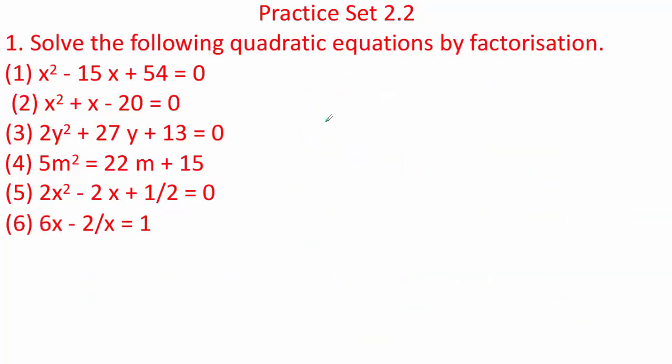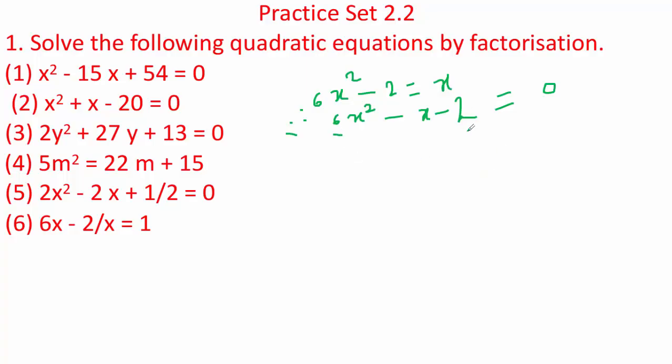Sixth problem is 6x minus 2 by x equal to 1. I shall multiply it throughout by x. 6x square minus 2 equal to x. Every term is multiplied by x. And this can be written as 6x square minus x minus 2 equal to 0.